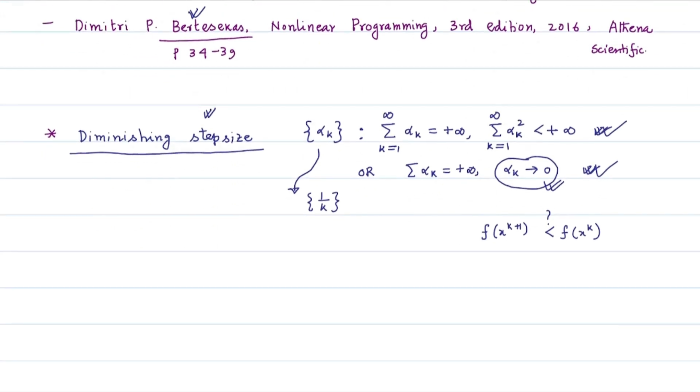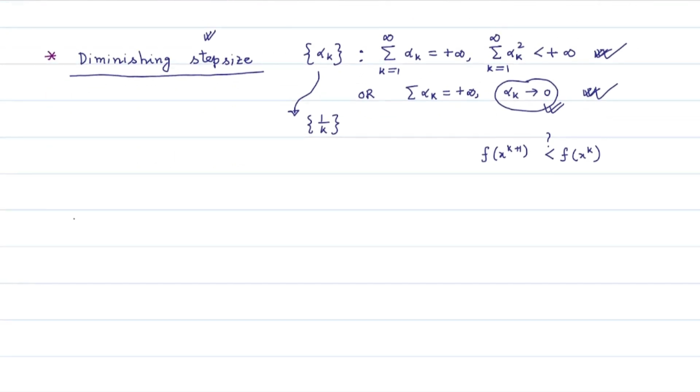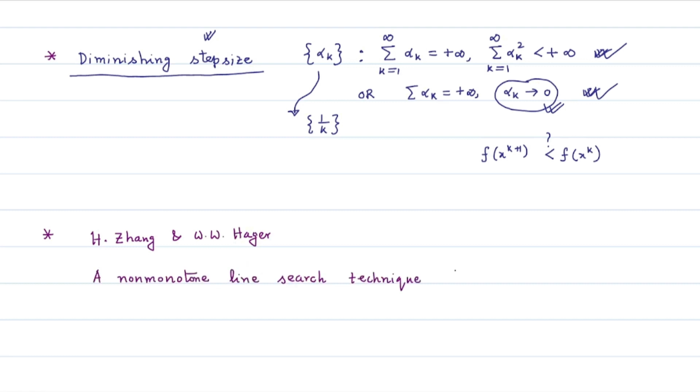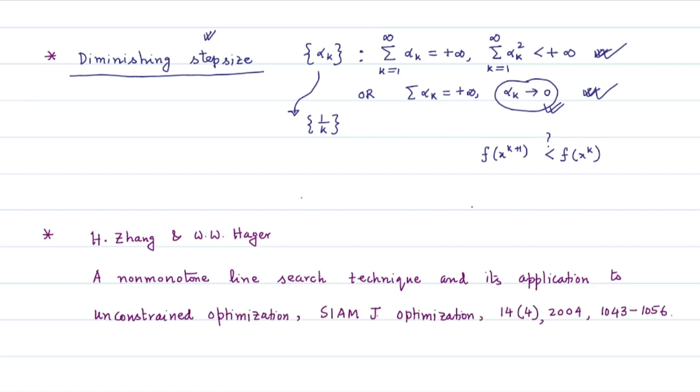For a reference on non-monotone line search, you may please visit an interesting article by Hager and Zhang entitled A Non-Monotone Line Search and its Application to Unconstrained Optimization. In addition to this, I also suggest you search for recent inexact line search techniques by Cai and Sen, and also by Potra and Cai.